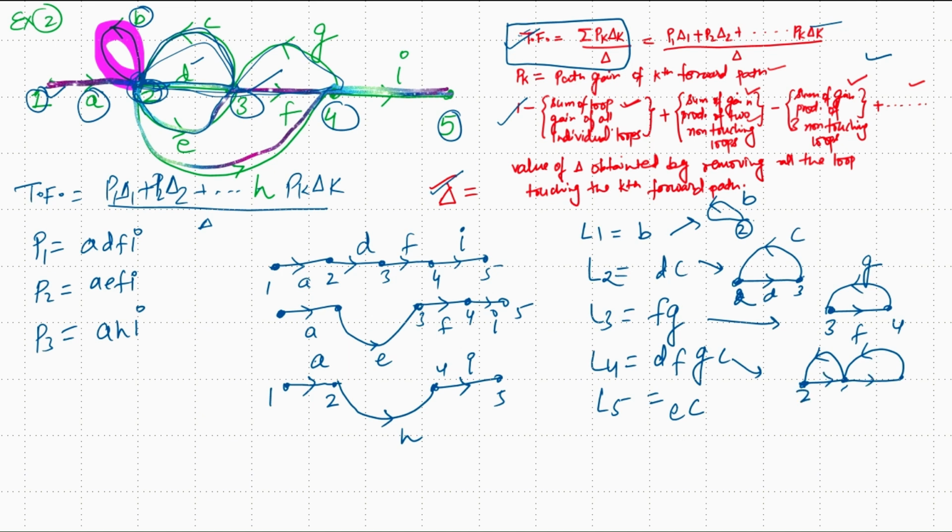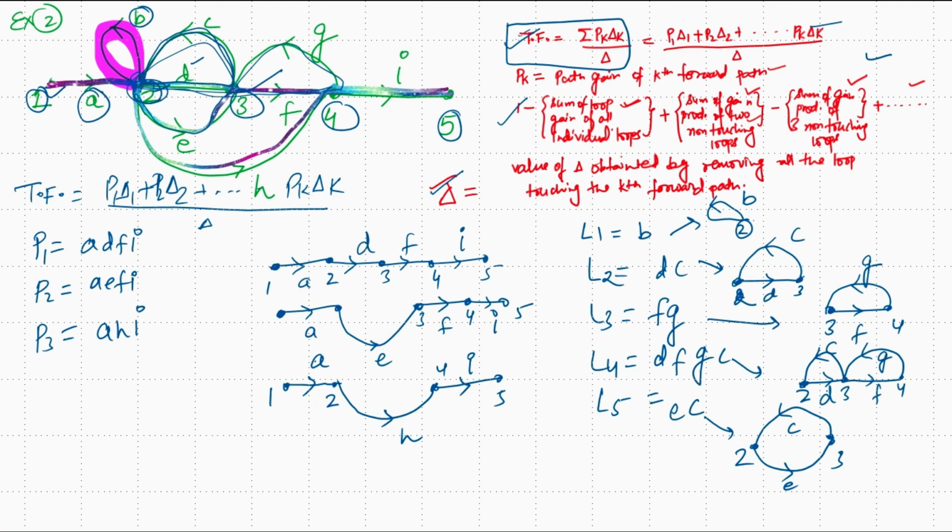This is node number 2, 3, and 4. The gain here is D, F, this is G, and this is C. The last loop, loop number 5, starts from node number 2 and goes to node number 3 like this. This gain is E and goes like this, C. So these are the 5 individual loops we have in this problem.